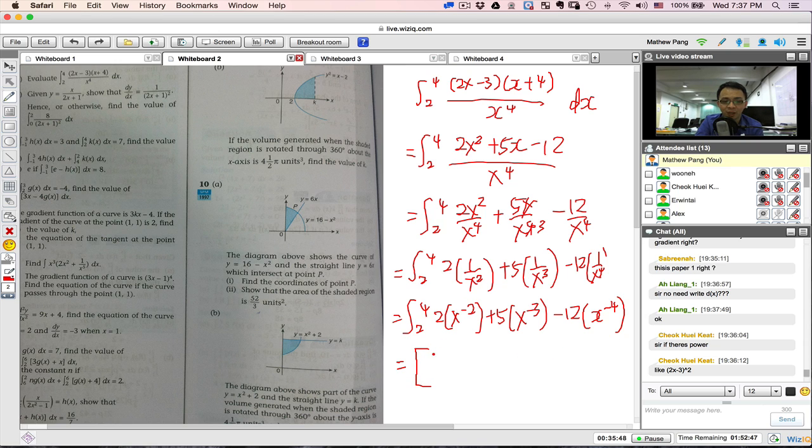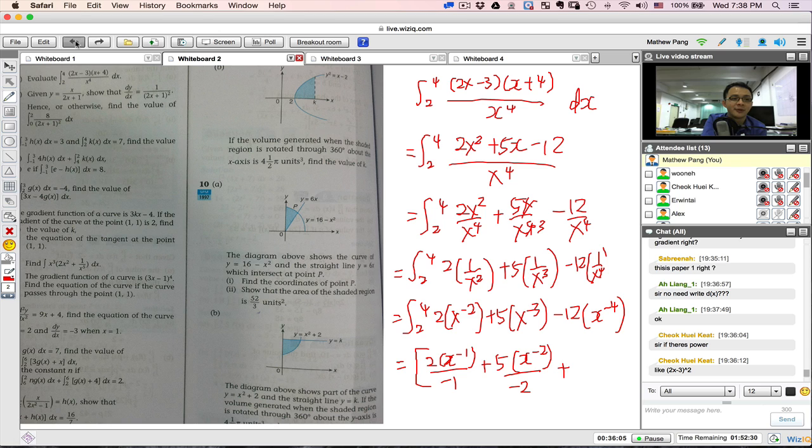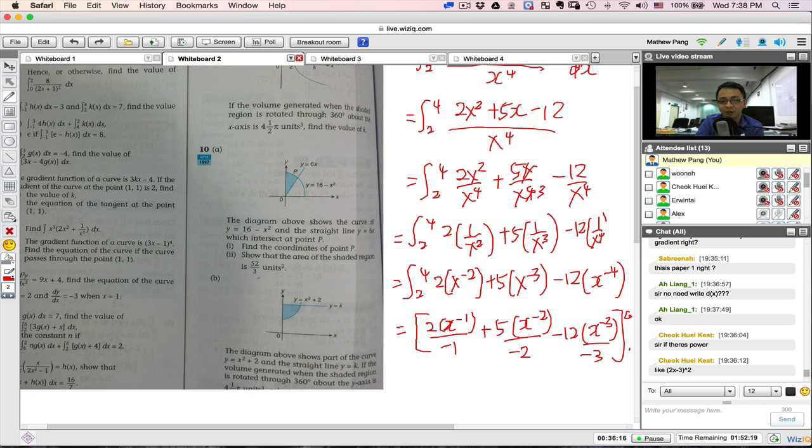So power plus 1 over total power. This one will be x to the power of negative 1 divided by negative 1, plus this one 5 times x to the power of negative 2 over negative 2, plus this one, it is minus 12 times x to the power of negative 3 over negative 3, because plus 1 over total power. Close the bracket. I write a 4 and 2 here. Then you just simplify this one.